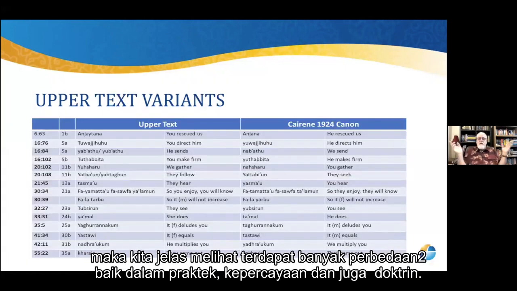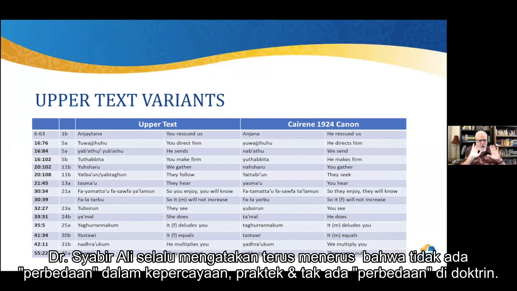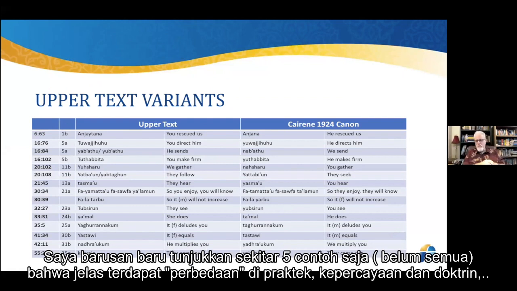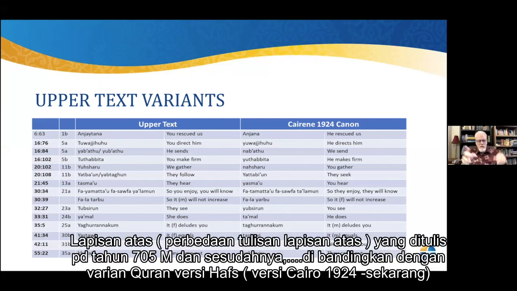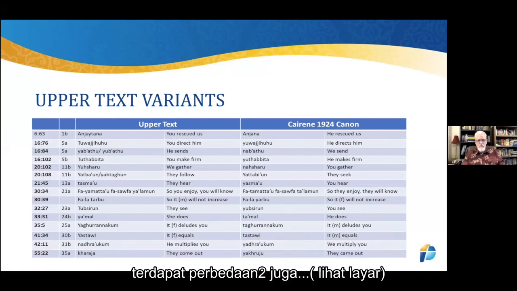Now, so you can see this does have differences in the practice, in the belief, and also in the doctrine. Shabir Ali goes on and says there is no difference in belief, no difference in practice, and certainly no difference in doctrine. I've just shown you about 4 or 5 of them where there is difference in practice and belief and also in doctrine. And we could go on with the other 63 if we had more time, but we don't. The upper variants, there you can see the upper variants. This is the upper text, the 705 text, later compared with the Hafs text. You can see there's quite a few variants there as well.